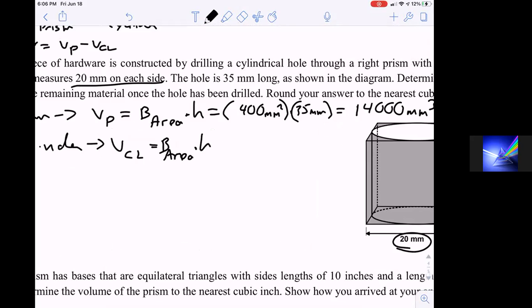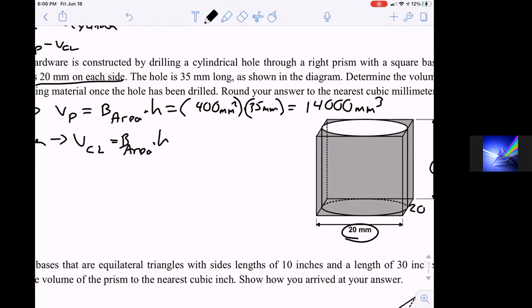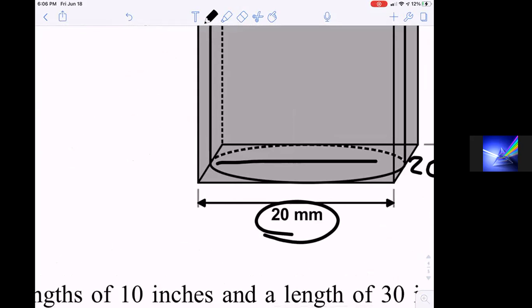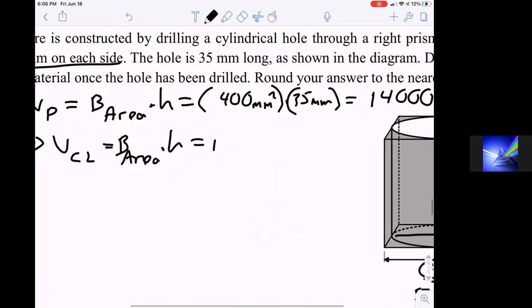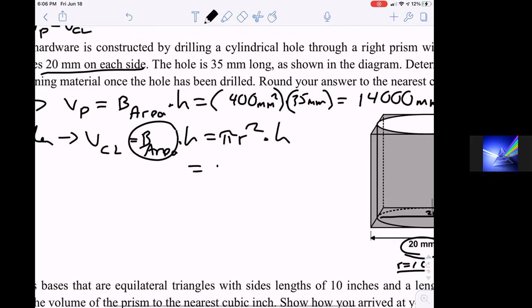The cylinder on the inside, V_cyl, is also the area of the base times the height, but the area of the base is a circle. It's a circle with a diameter of 20, which means we have a radius of 10. Okay, and we're going to use pi r squared as the area of the base times the height. Let's plug into that. So pi times 10 squared times the same height of 35.